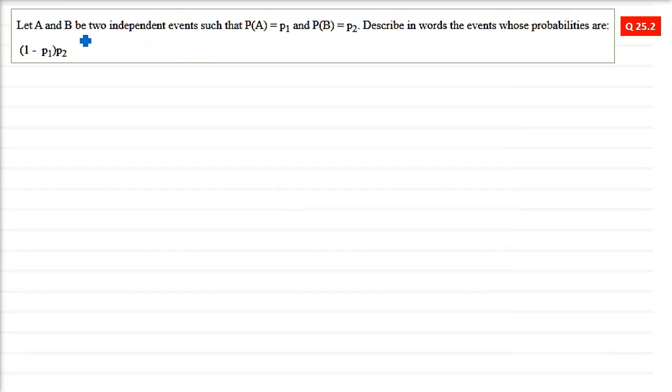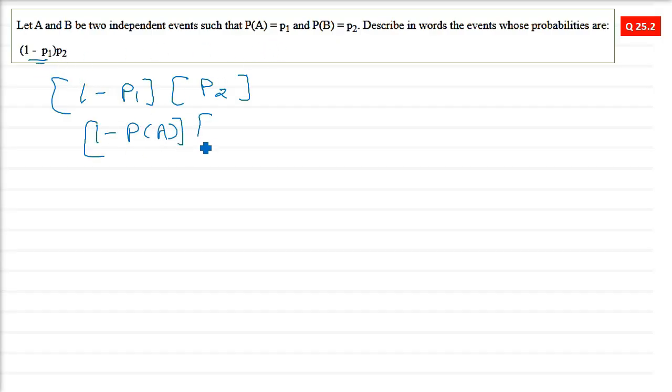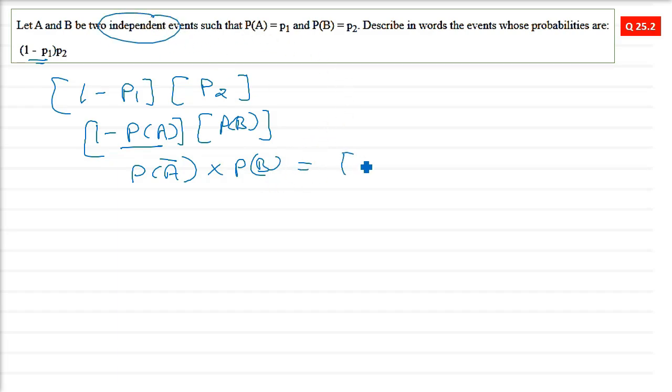Okay. Now same thing here, two independent events. P1 is PA, P2 is PB. Describe in words the event whose probability is 1 minus P1 into P2. So 1 minus P1 into P2 means what? Let me write 1 minus P1 and P2. In place of P1, we are writing PA. So 1 minus PA it is. P2 is PB. So 1 minus PA is P of A not, A bar. PB is PB only. When you multiply this, because these are independent events, we can combine this. So this is equivalent to P of A bar intersection B.